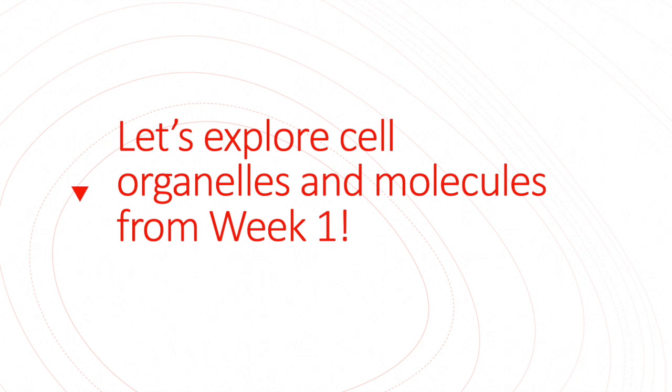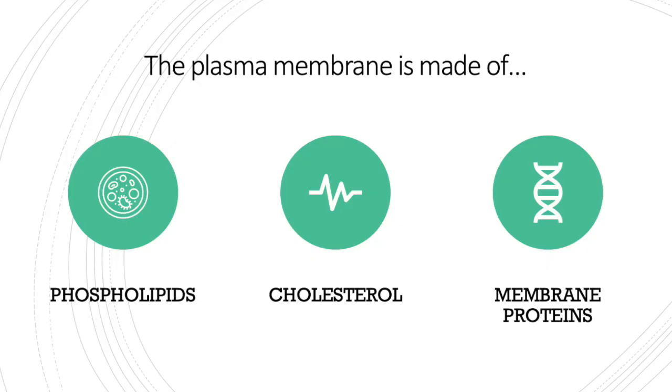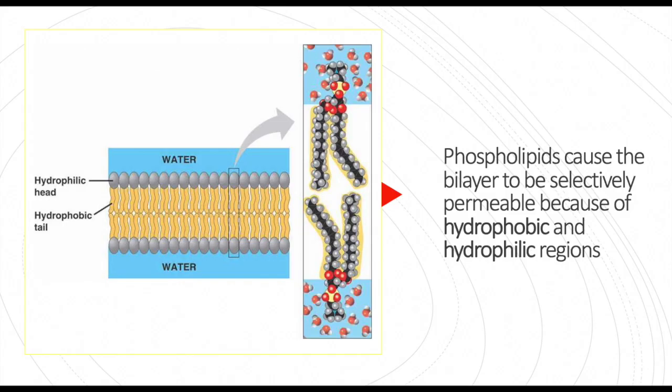Let's explore cell organelles and molecules from week 1. Specifically, I'll be talking about the cell membrane. The plasma membrane is made up of phospholipids, cholesterol, and membrane proteins. Phospholipids cause the bilayer to be selectively permeable because of the hydrophobic and hydrophilic regions.